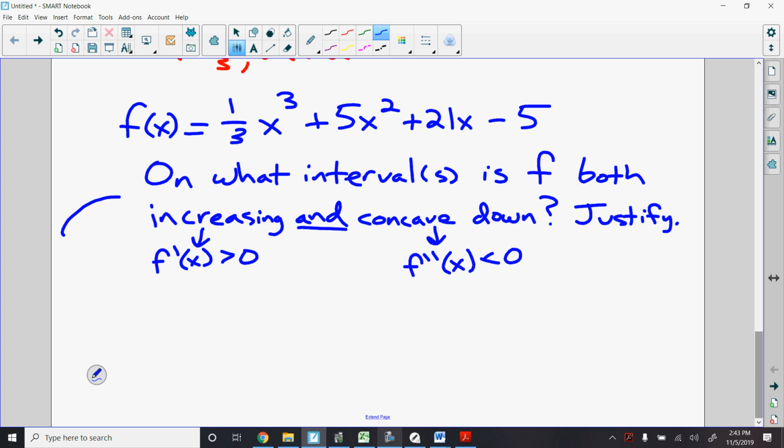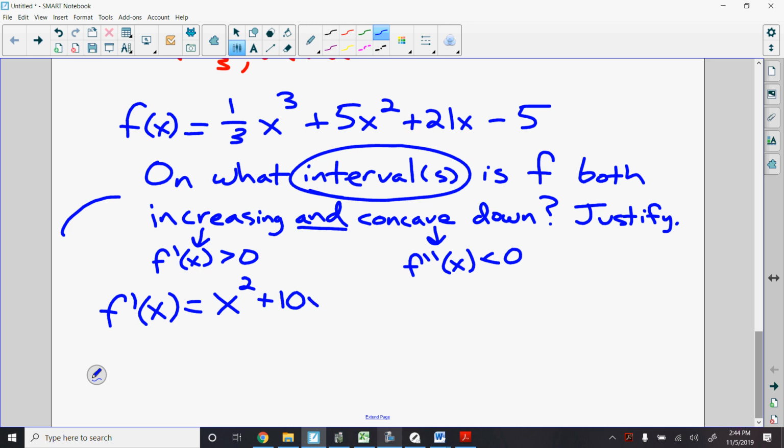Okay, and again, I'm looking for an interval. I'm not looking for an x value, I'm looking for an interval. So from this time to this time. Okay, let's start with increasing. So the first thing I'm going to do is find f prime of x. That's going to be x squared plus 10x plus 21. There's f prime of x. And I want to figure out where f prime of x is positive. So the first thing I want to do is figure out when f prime of x equals 0.